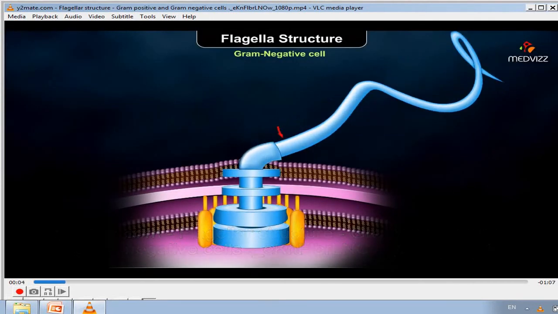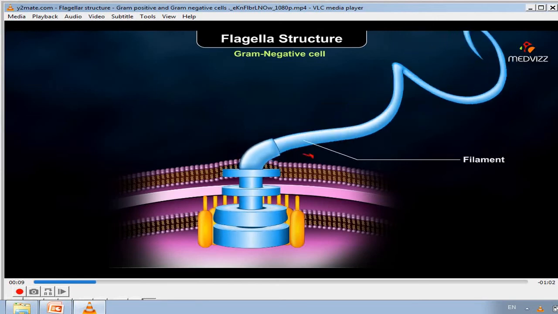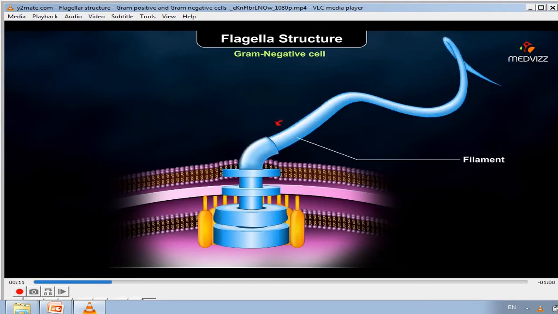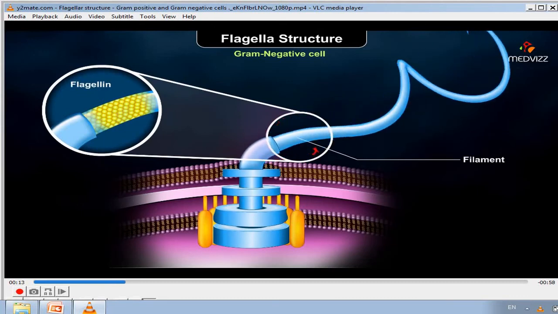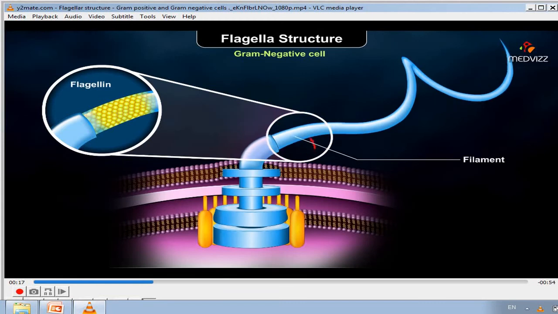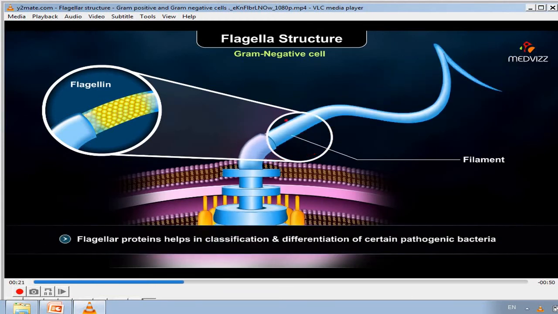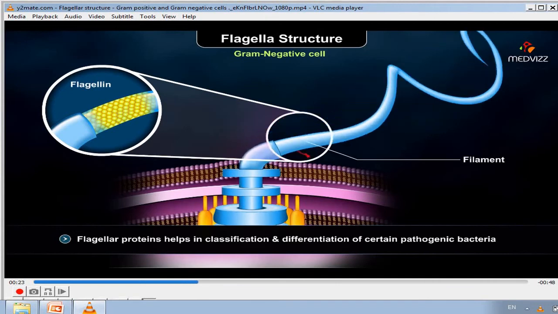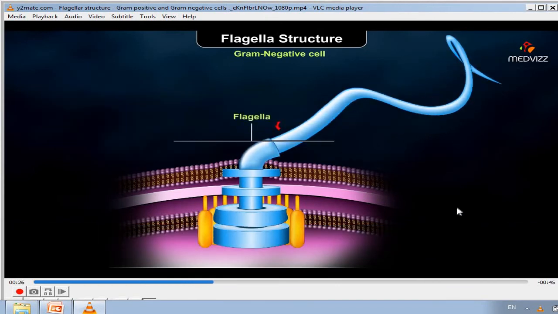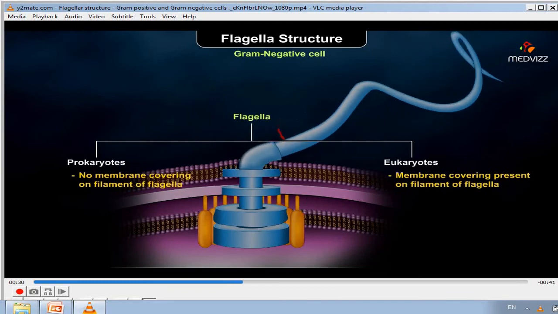The long whip-like portion of the flagellum is called the filament. Filaments are composed of many identical globular protein molecules called flagellin. Molecules of flagellin form helical chains around a hollow core. Certain pathogenic bacteria can be identified and classified by differences in their flagellar proteins. In contrast with eukaryotic flagella, no membrane covers the filament of a prokaryotic flagellum.